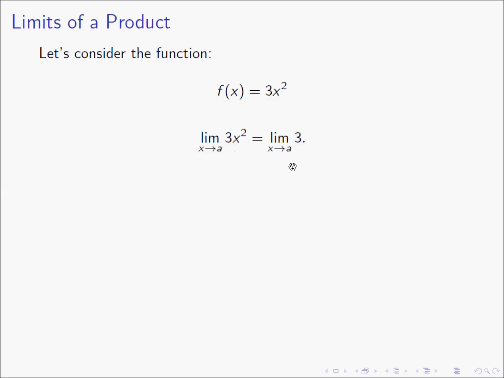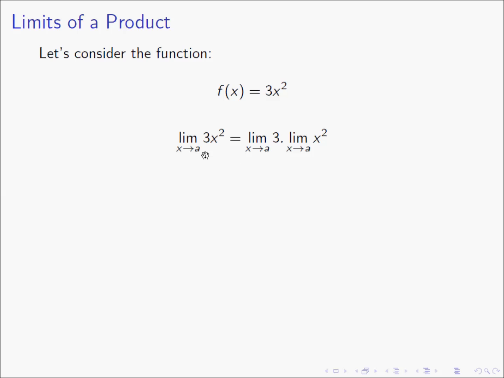Now let's talk about the limit of a product. This is very similar to the limit of a sum. Now we're going to consider this function f of x equals 3x squared, and we want to calculate the limit of this function as x approaches a. In this case, this is very similar to the limit of a sum. The limit of a product is the product of the limits of each of the individual functions.